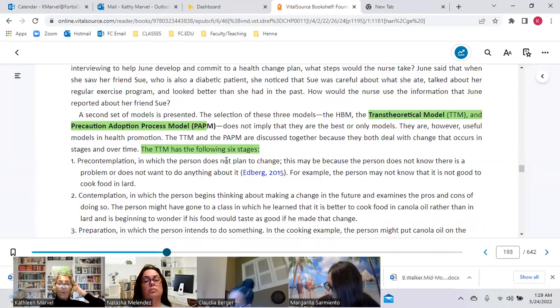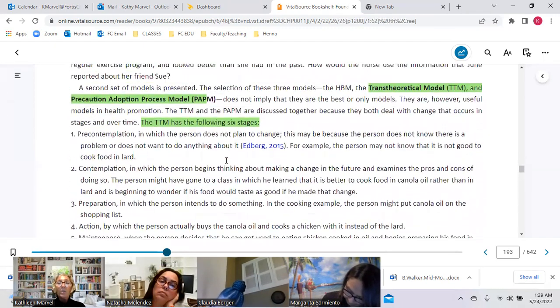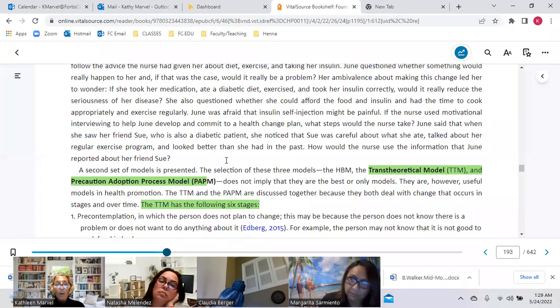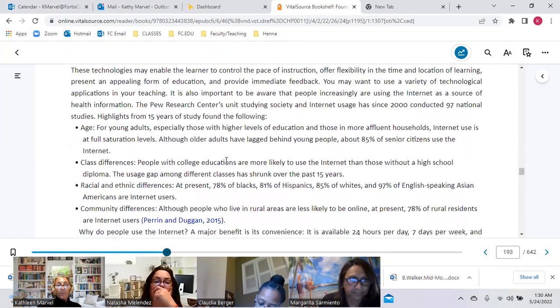And then we have the trans-theoretical model. Another word for that is the PAPM, precaution adoption process model. This model is used for health promotion, and that has 6 stages as well. I just need you to know that those are 2 different models that we use to teach or develop education programs for a specific audience.